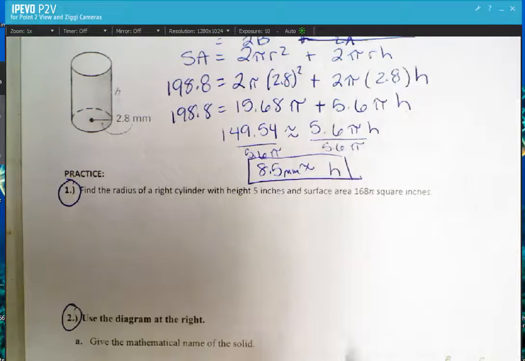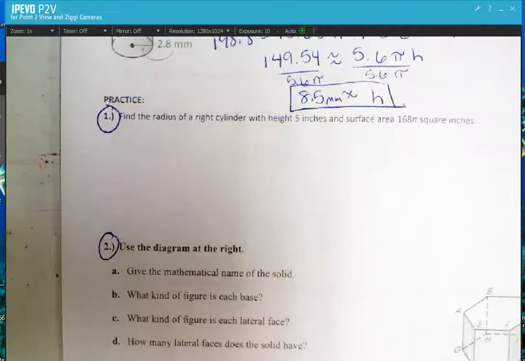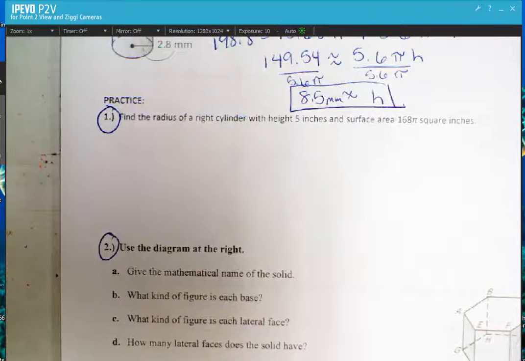Okay, so this is algebra skills, folks. So if you're struggling with this, you need to make sure you're coming in to get some extra help. Go back and work your practice above, and then 1, 2, and 3. And then pause the video and check your answers.